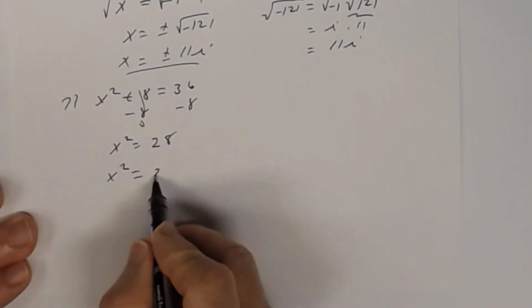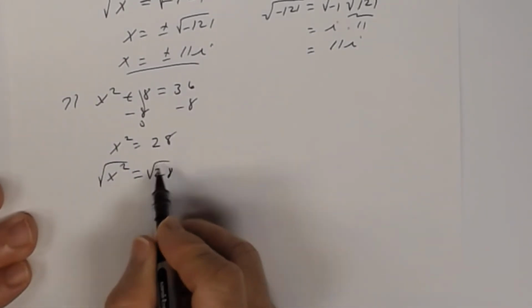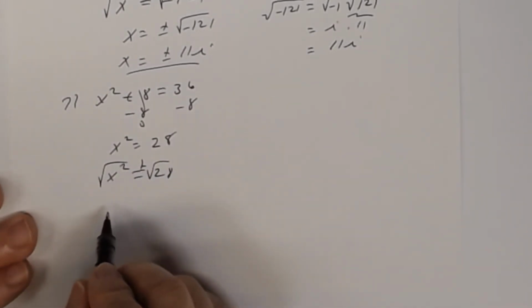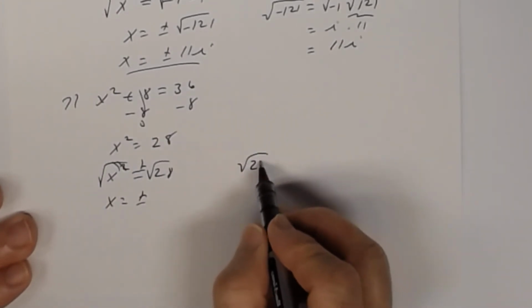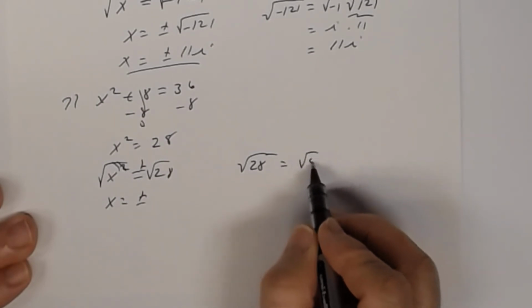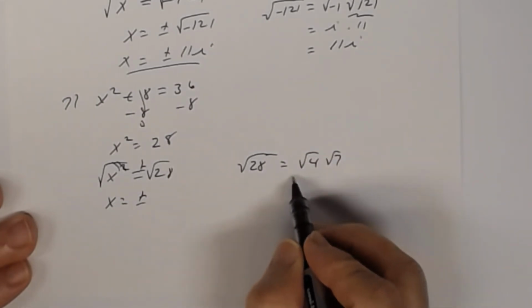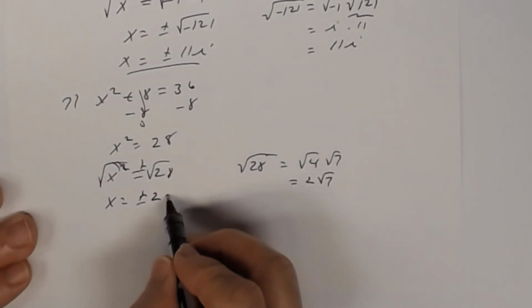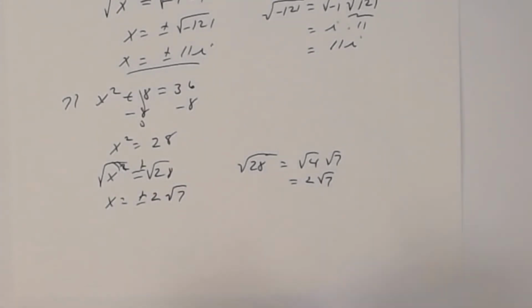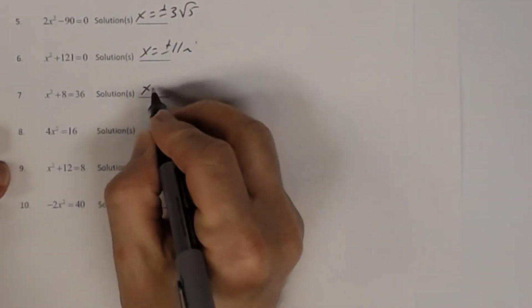I'm going to write this over. So I'm going to take the square root of both sides. Remember, you take the square root of both sides, you get plus or minus. And so I get x equal plus or minus, and then the square root of 28. If I simplify that, that's the square root of 4 times the square root of 7. And so that's 2 square root of 7. So plus or minus 2 square root of 7. So that's number 7.